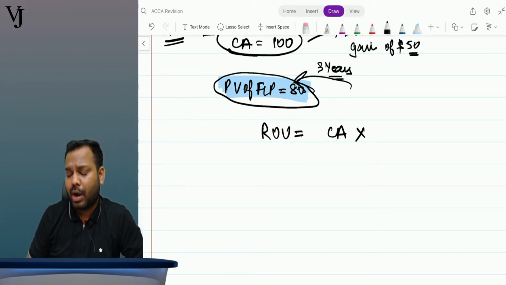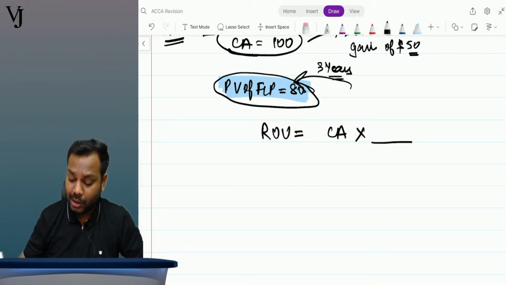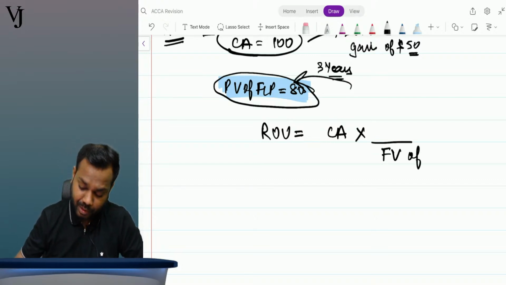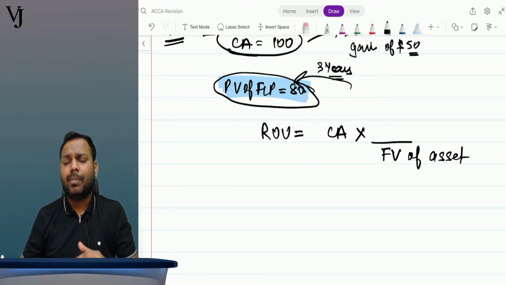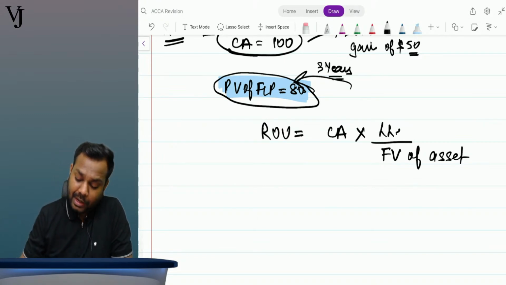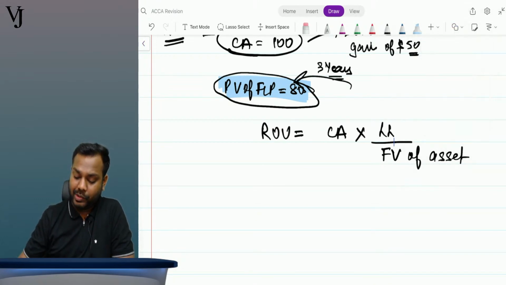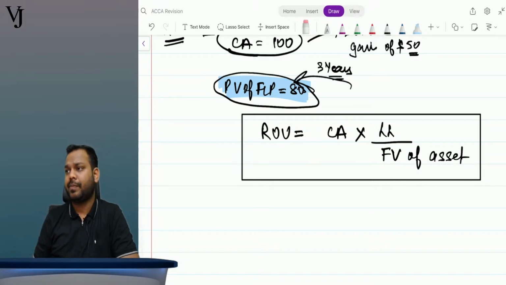Now, how will you calculate the control that you have regained? The standard says, first of all, tell me what is the price for 100% control. That is called the fair value of the asset. Now, how much control have you acquired in the lease transaction? Out of the fair value, how much have you paid? You have paid the lease liability. So this will be your ROU asset. Is it clear, everyone?